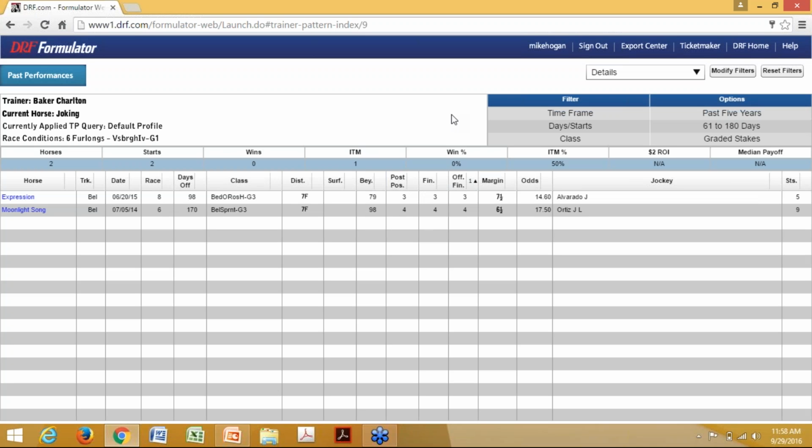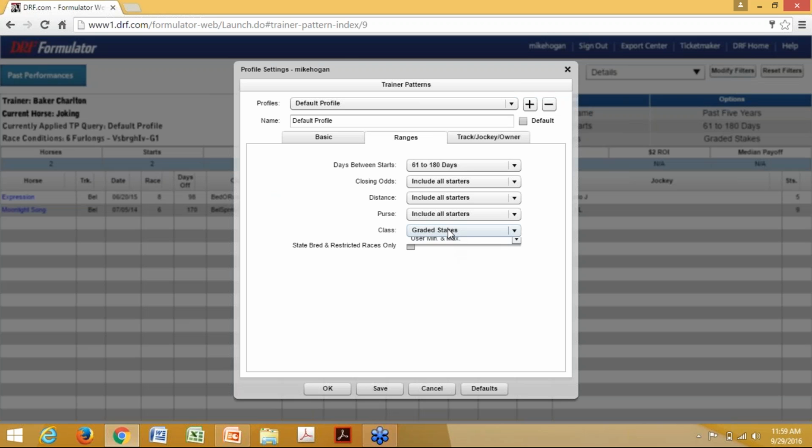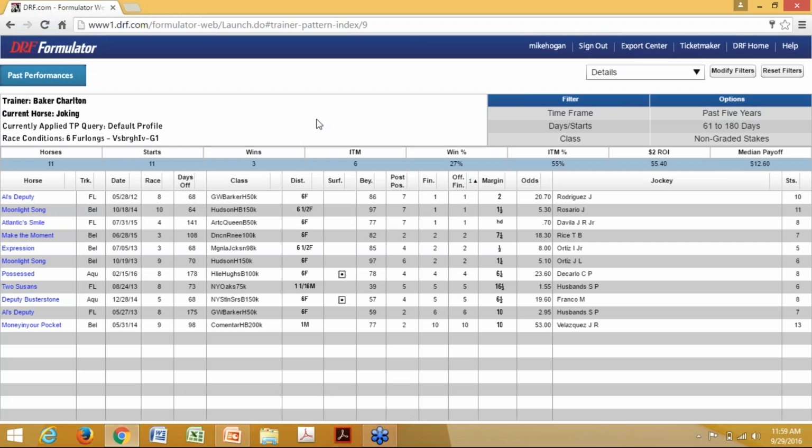This is talk about statistically significant. This is sort of an insignificant stat because he's only run in a couple of graded stakes off that kind of layoff. So let's try non-graded stakes. So go back into modify. And this is one of the features I've asked them to do, an all stakes combo, which is hopefully coming at some point. Now you look at that.